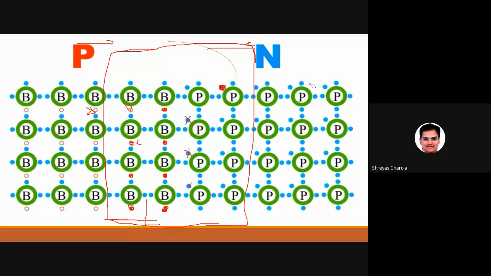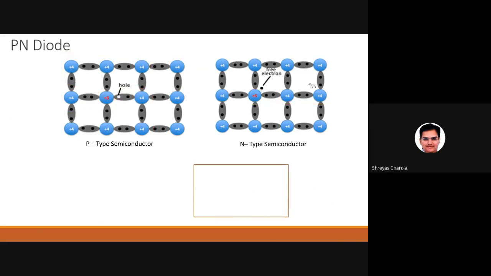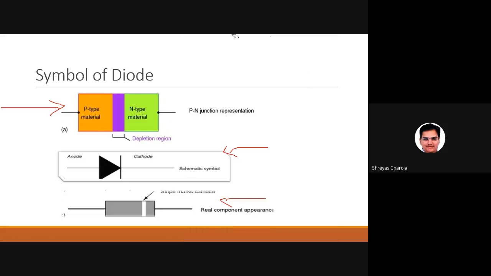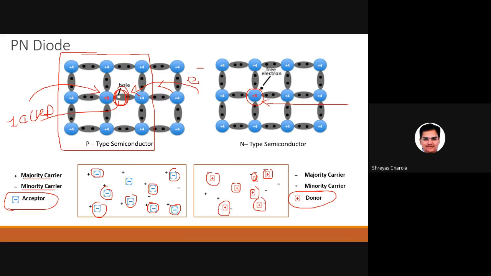Look at this symbol. See, when you don't connect any supply over here, there will always be a small junction in between. And why this junction exists at 0 volt, that is what I had explained to you. Clear? Yes, sir. Okay.